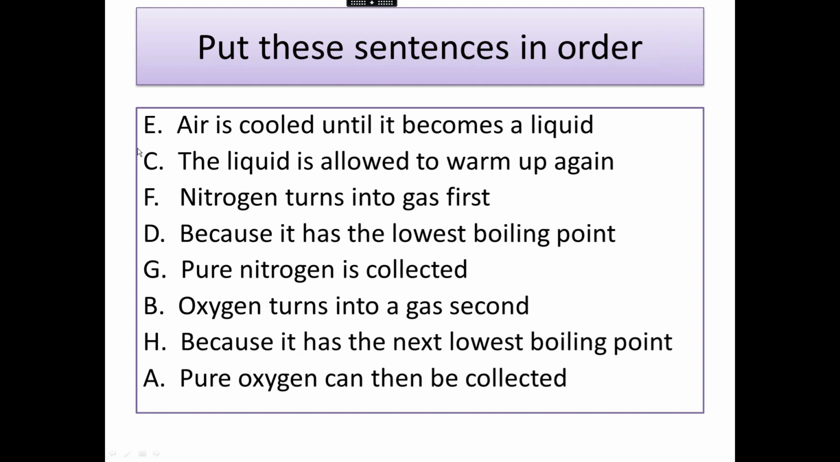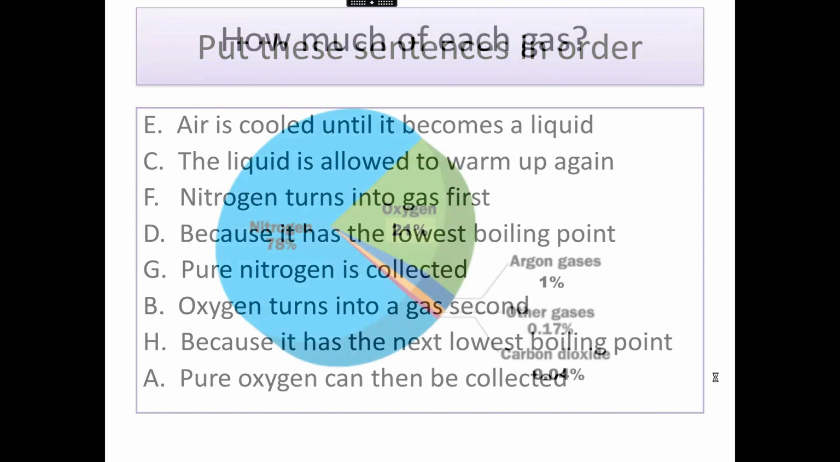It was E first, air is cooled until it becomes a liquid. Then C, the liquid is allowed to warm up again. F, nitrogen turns into a gas first. D, because it has the lowest boiling point. G, pure nitrogen is collected. Then B, oxygen turns into a gas second. H, because it has the next lowest boiling point. Then A, pure oxygen can then be collected.